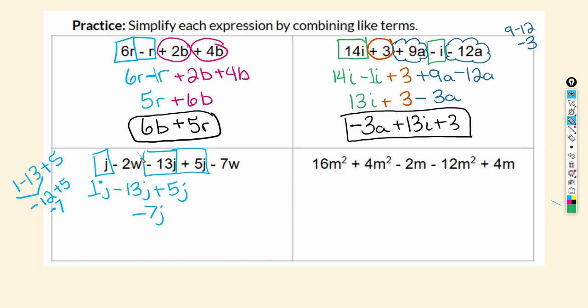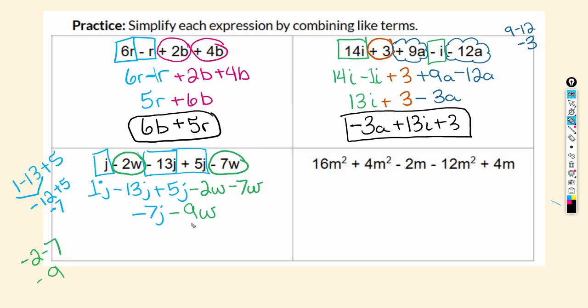Okay, now I can see I've got to combine my negative 2w with my negative 7w, or you could say minus 7w. Now, if you want to go to the side, you can, and think about the numbers. This one, same sign, add and keep. So we're going to add up 7 and 2 to get 9, and keep it negative. So this is negative 9w.